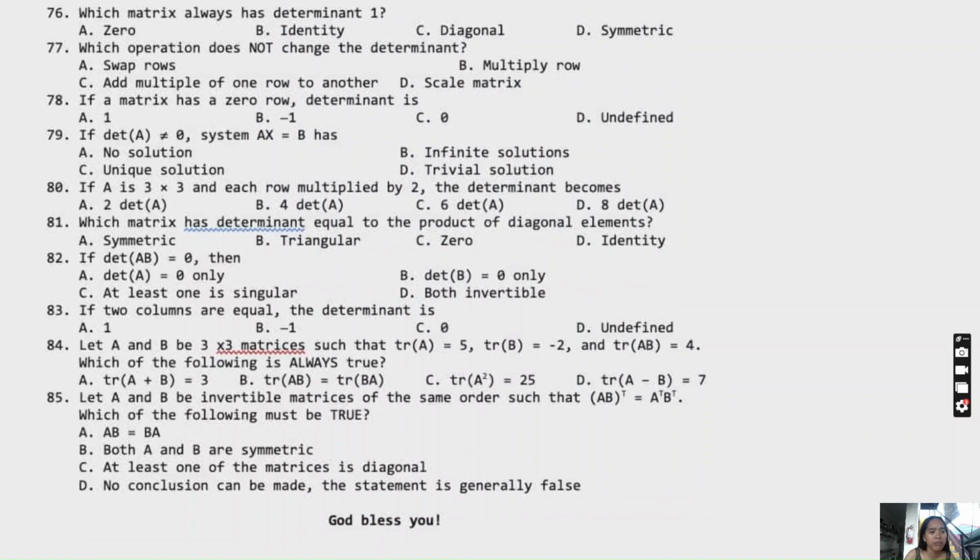So we are now in number 76. Just bear with me, guys. We are almost done.